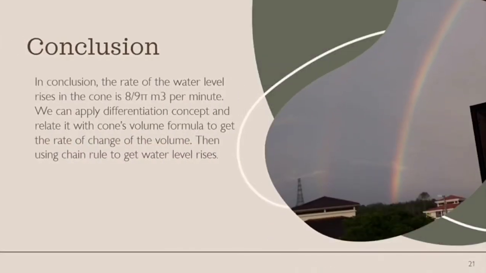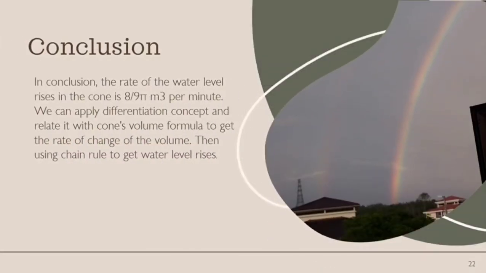In conclusion, the rate at which the water level rises in the cone is 8 over 9 pi meter cubic per minute. We can apply the differentiation concept and relate it with the cone's volume formula to get the rate of change of the volume. Then, using the chain rule, we get the rate at which the water level rises.